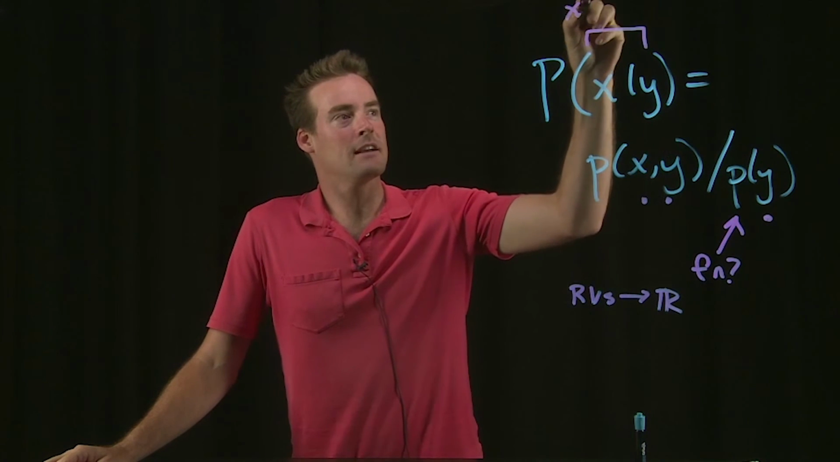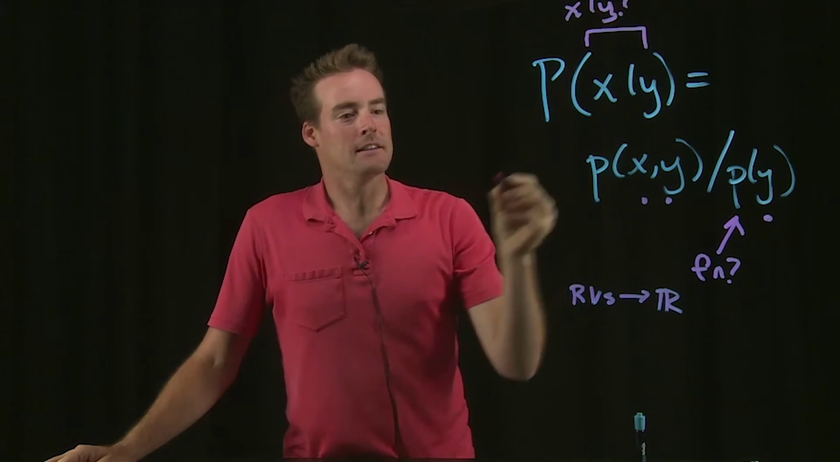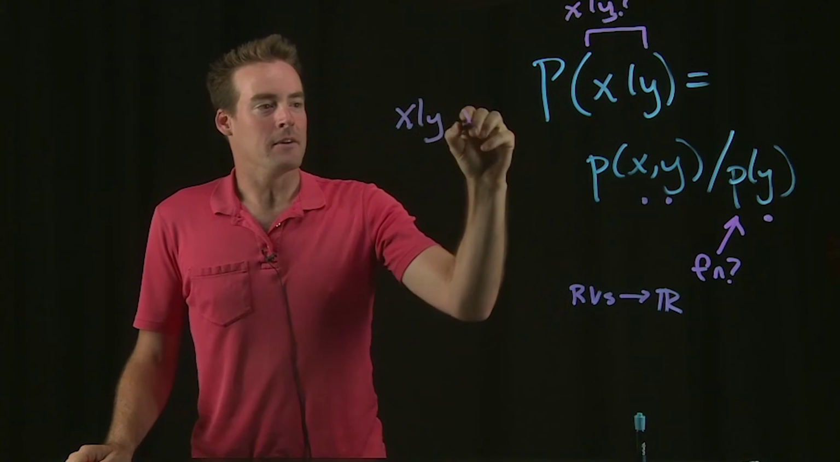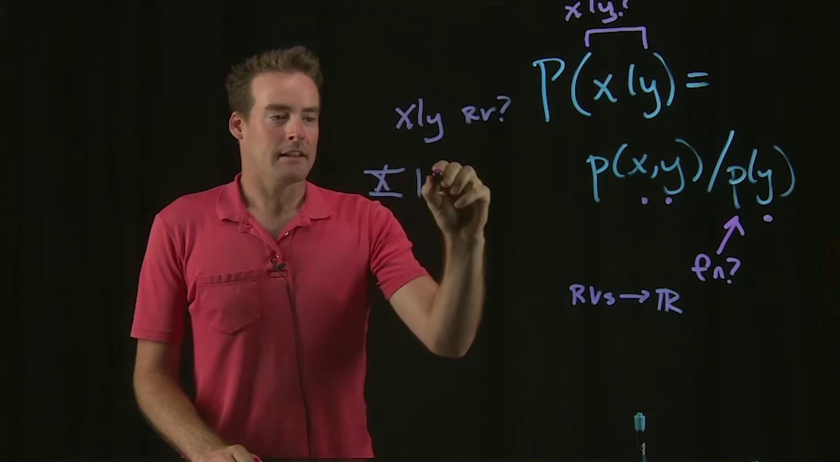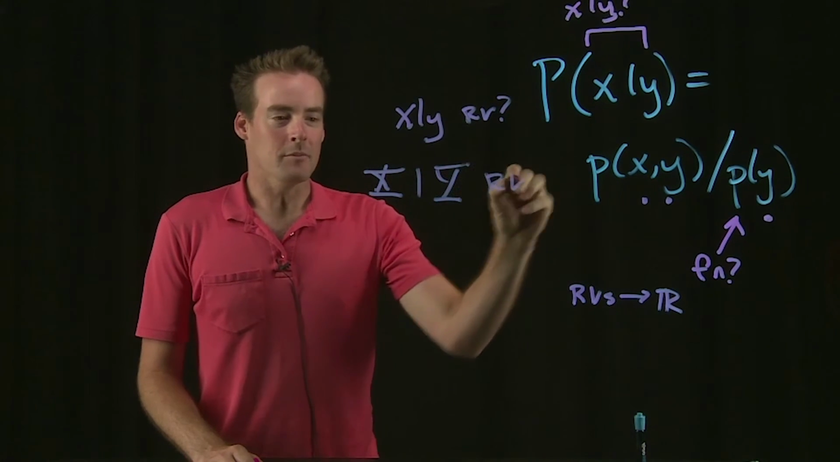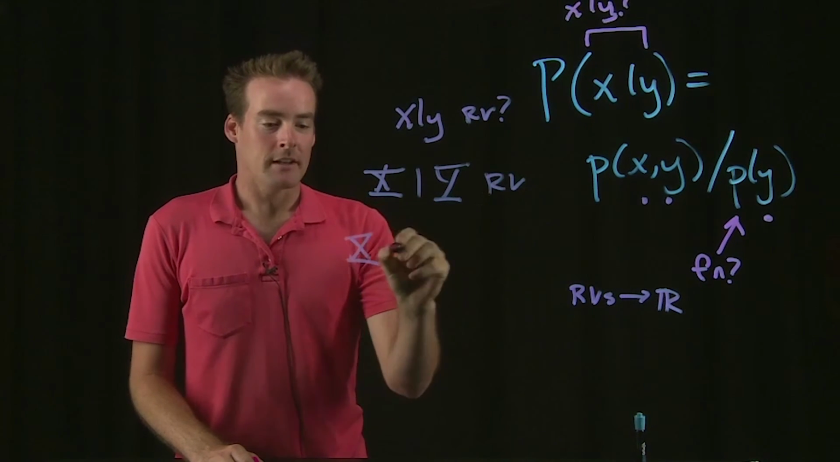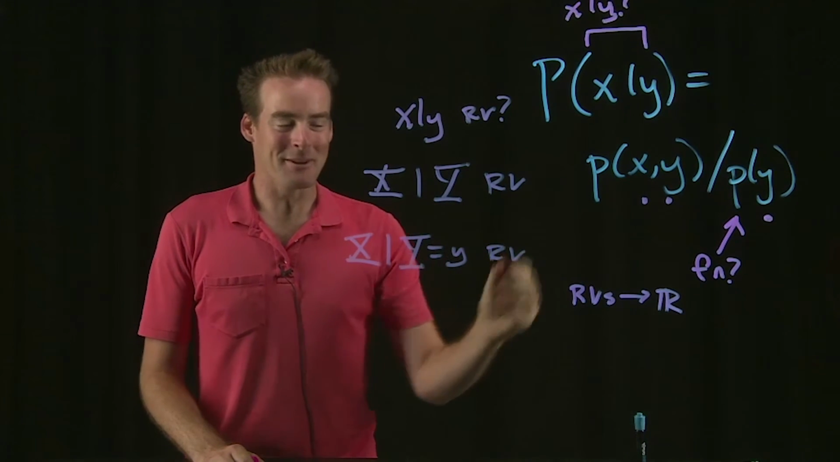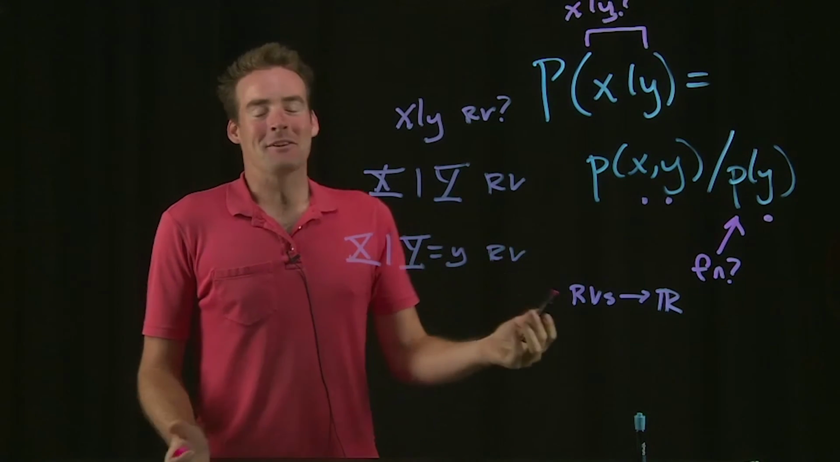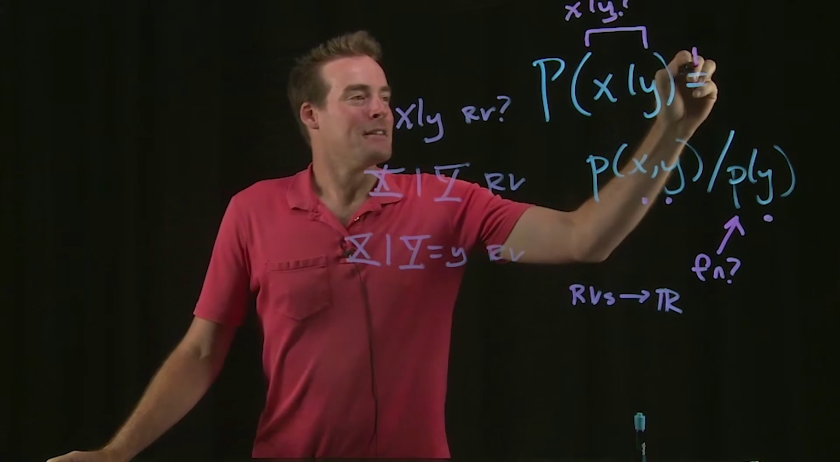So what's x bar y anyway? Is x bar y a random variable? Because that's weird, because sometimes we use capital X and capital Y to denote a random variable. And sometimes people even write capital X given capital Y equals lowercase y is a random variable. There's yet even more problems. This equal sign here.